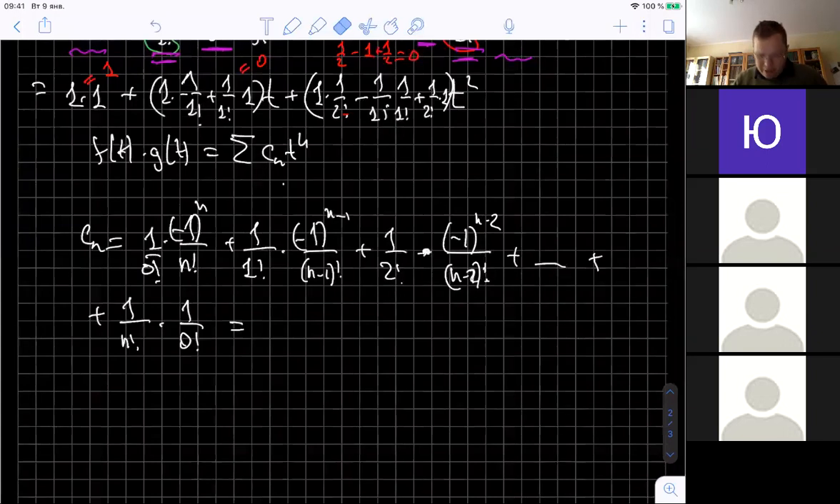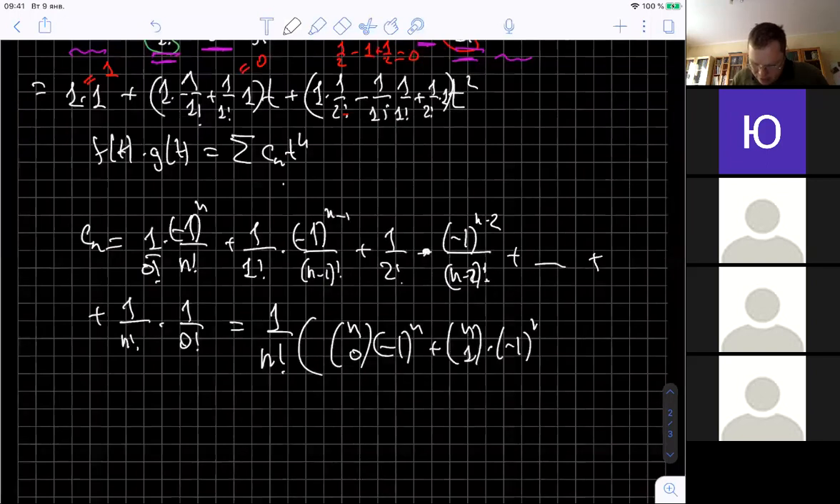So okay, let's write this the following way. We can write this as 1 over n factorial, and here we'll have n choose 0 times 1 to the nth power plus n choose 1 times 1 to the n minus 1 power and so on. And we have n choose n as the last coefficient.